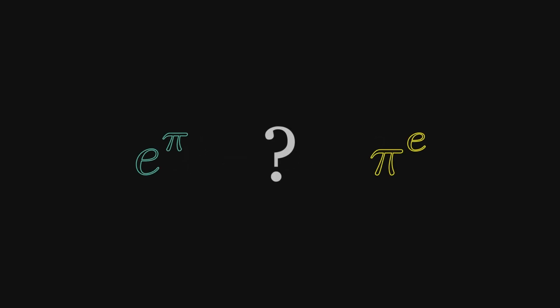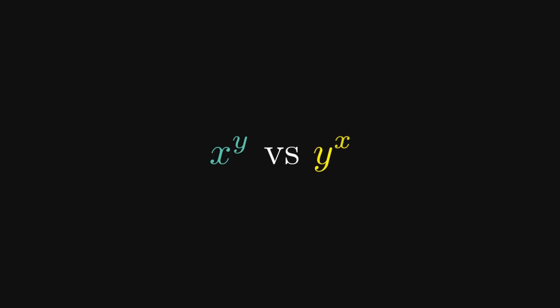The rule seems chaotic. To find the truth, we need the Titan match: e to the pi, versus pi to the e. Let's stop guessing and use algebra. We are comparing x to the y, versus y to the x. Exponents are hard to compare visually. We need a tool to bring them down to earth, the natural logarithm.